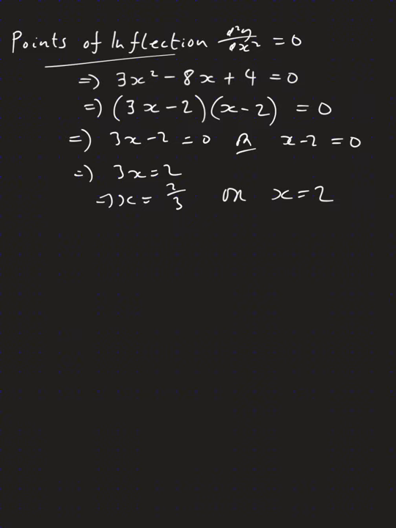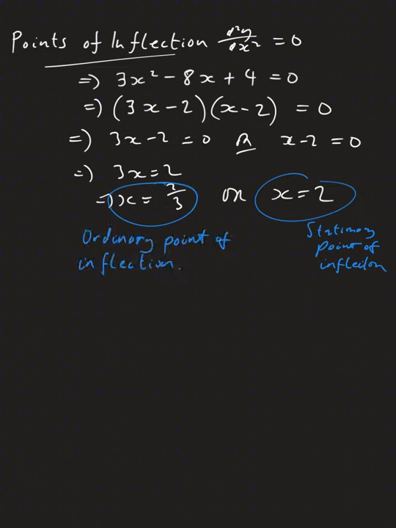Now I've already checked x equal to 2. I know that's a stationary point of inflection from before. So that means this other point, this new point of inflection at x equal to 2/3, must be an ordinary point of inflection, because there are no other stationary points. So we know there's not one at 2/3. I'll just check that it is actually a point of inflection by checking that the second derivative changes sign as we go through that point.